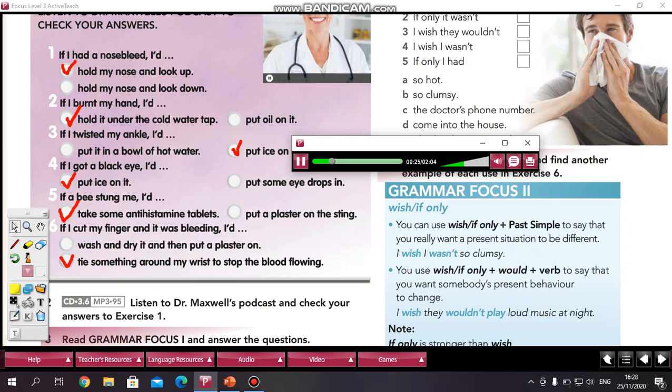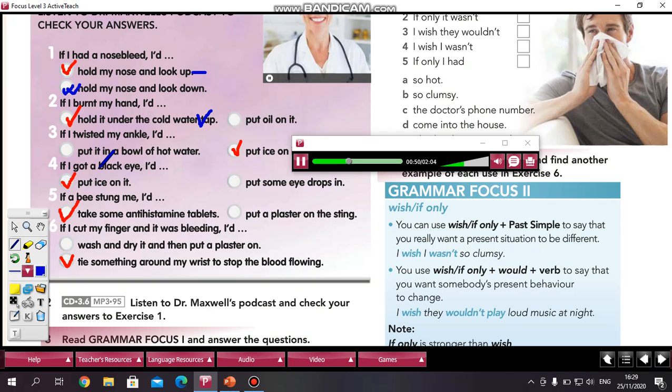If I had a nosebleed, I'd hold my nose and look down. If I looked up, the blood would go down my throat and that would be horrible. Number 2. If I burnt my hand, I'd hold it under the cold water tap. Cold water would take the pain away. Don't put oil or butter on the burn. This will make it worse.